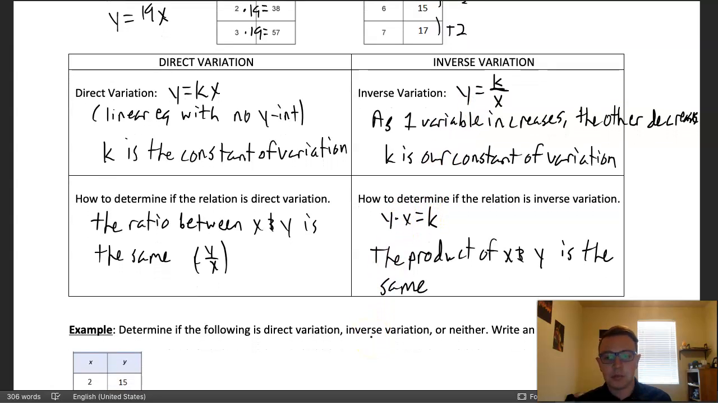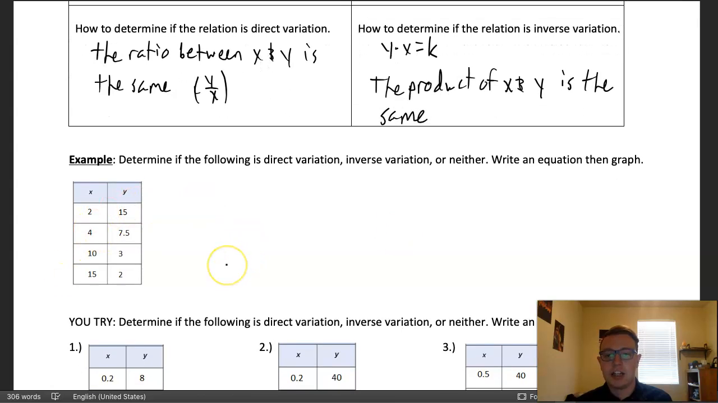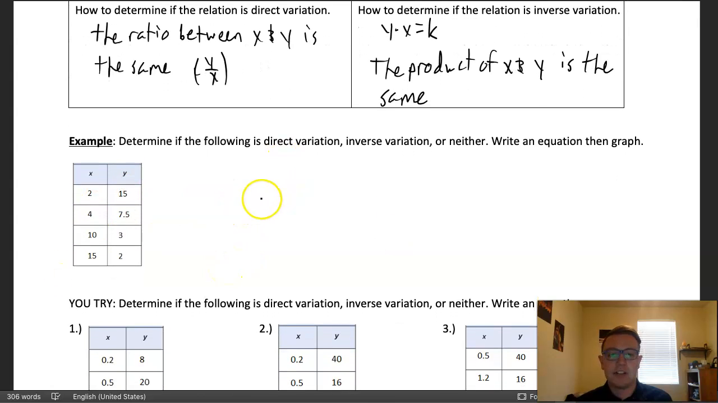Now we're going to take a look at a couple of examples, actually just this first example. Determine whether it's direct variation, inverse variation, or neither. Then we're going to write the equation of the graph. So to start off, we have (2, 15), (4, 7.5), (10, 3), and (15, 2). What happens if we take y and divide it by x? That's how we determined if it was direct variation. So let's try that out.